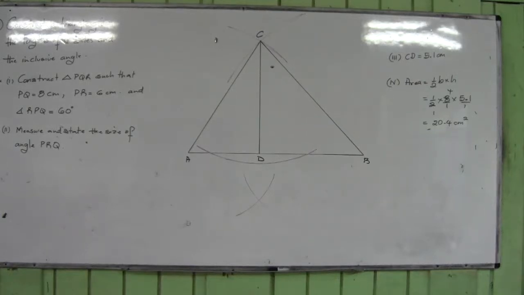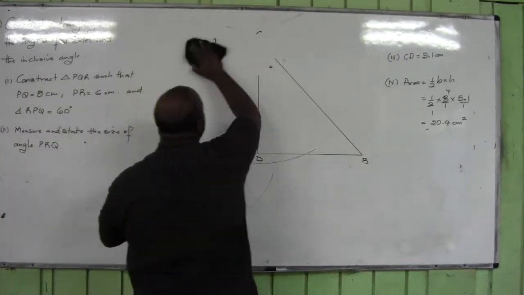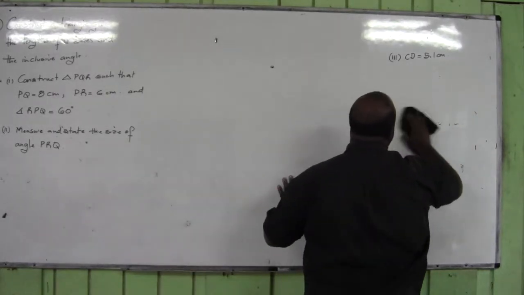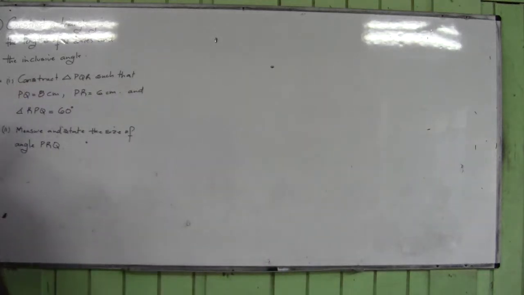Alright, so the next thing we're going to do is construct a triangle given the lengths of two sides and the inclusive angle. The example says, construct the triangle PQR such that PQ is 8 centimeters, PR is 6 centimeters, and the angle RPQ is equal to 60 degrees.